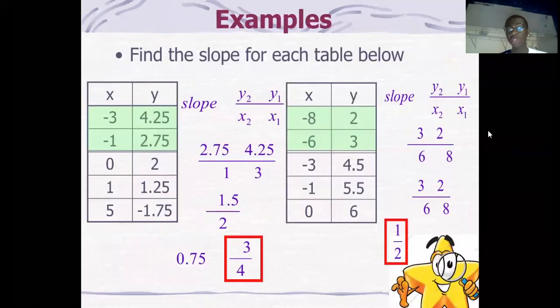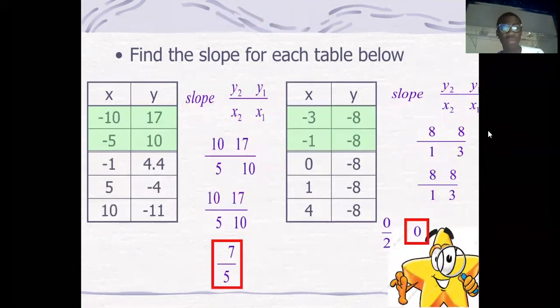Here are some examples. Find the slope for each table below. -3 and 4.25, -1 and 2.75. Plug them in. Solve it. When you plug it in, all you have to do is solve it straight from there. All you're doing is subtracting and adding numbers. If you don't know how to subtract and add decimals, we have a video on how to add and subtract decimals. Please refer to that. Okay. And we have 7/5 and then 0.